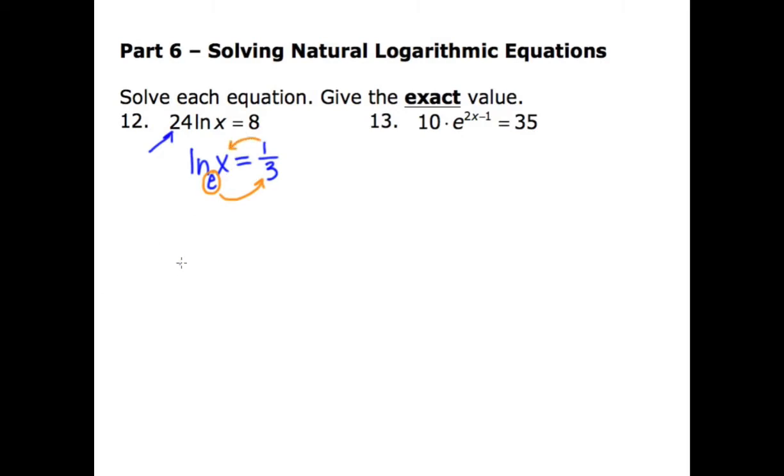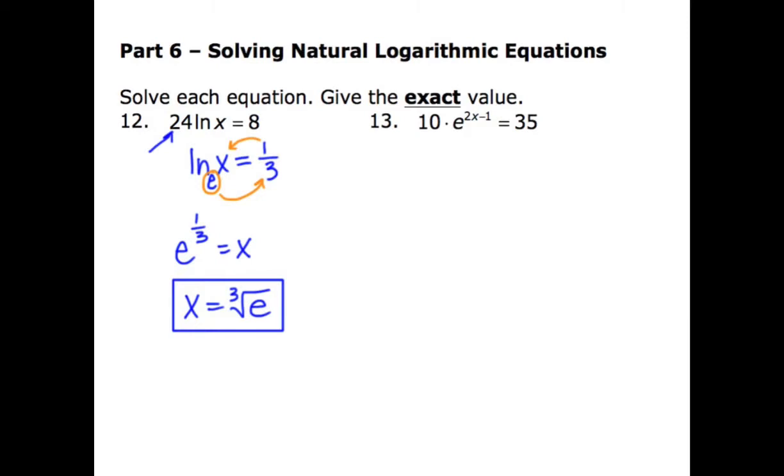This reveals the equivalent exponential form of e to the 1/3 is equal to x, or if you prefer, x equals the cube root of e. In number 13, they're asking us to solve 10 times e to the power of 2x minus 1 equals 35.